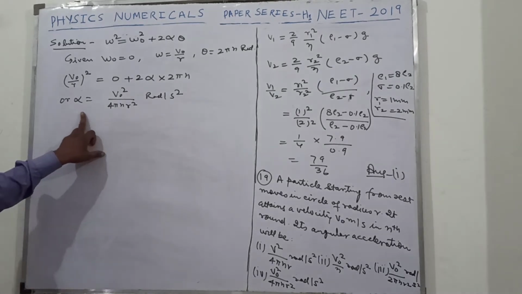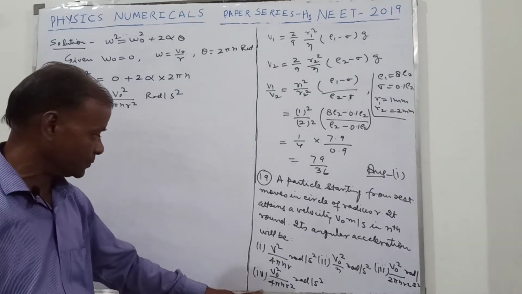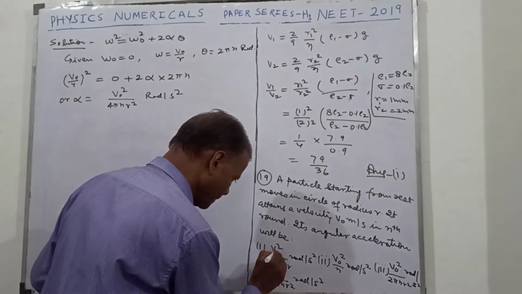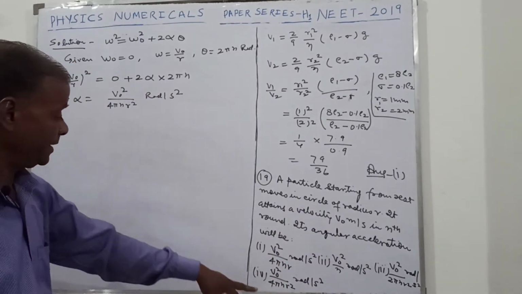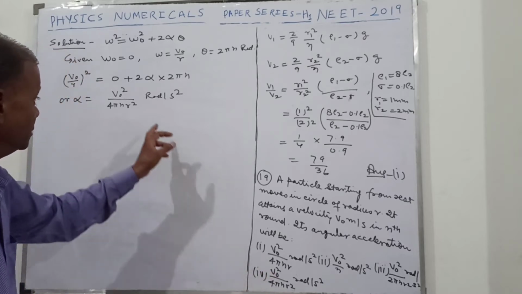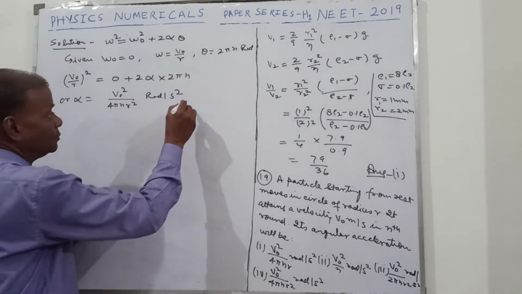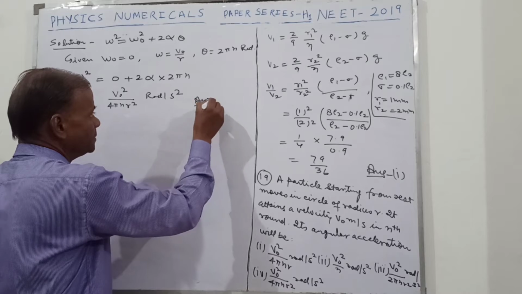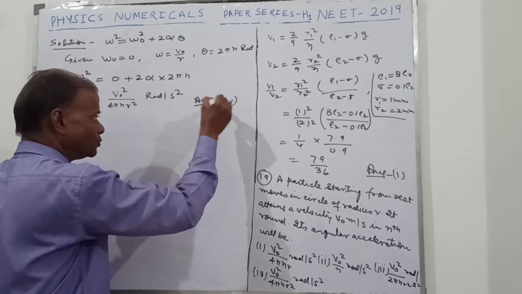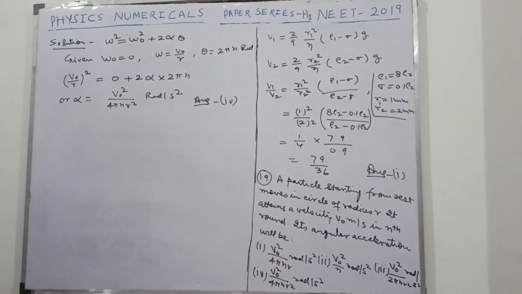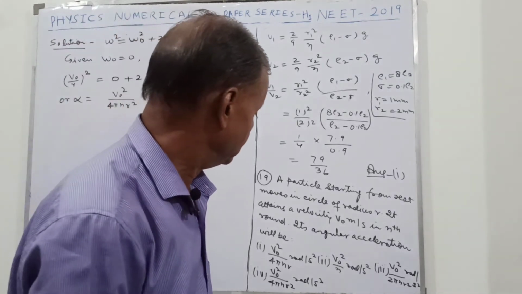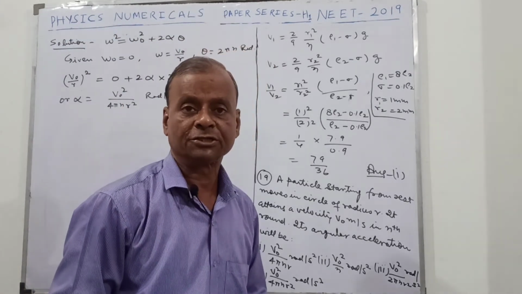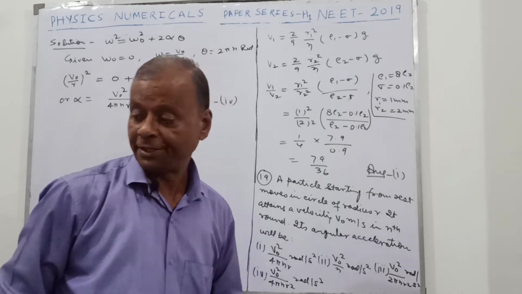This is the angular acceleration, so that option corresponds to v naught square upon 4 pi n r square. This is your option number 4. So our answer must be 4. This is the direct application of the equations of motion for the circular motion of the particle.